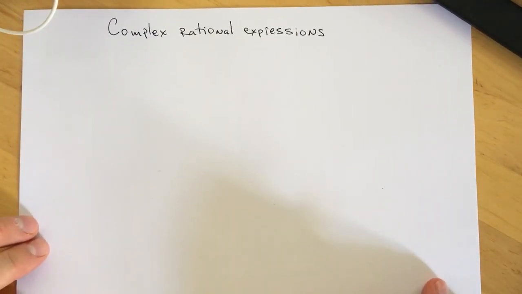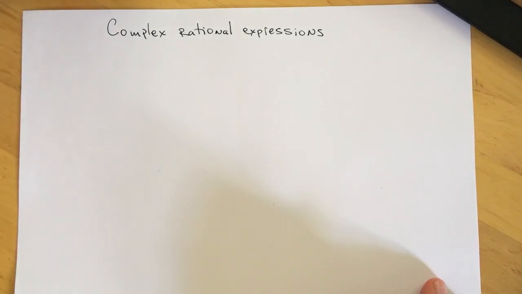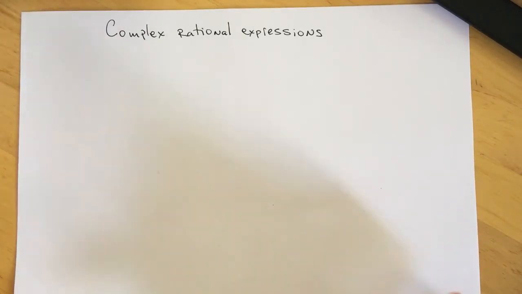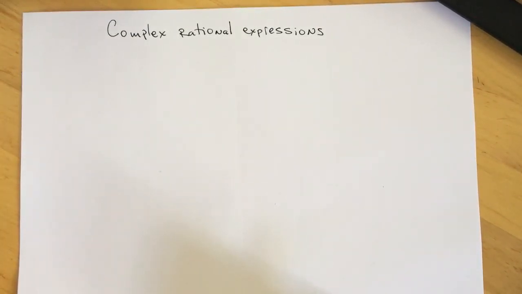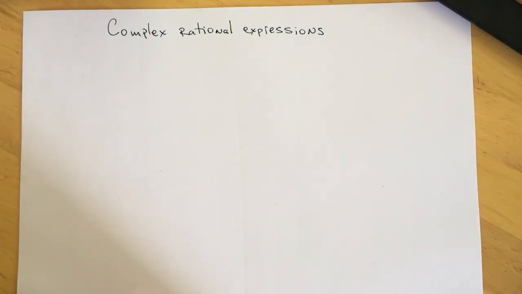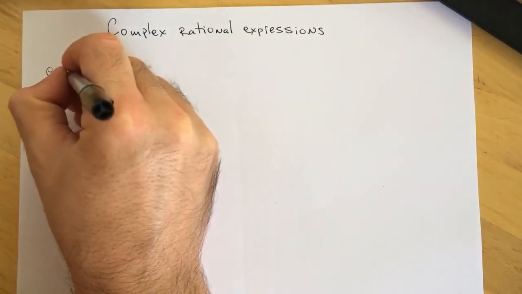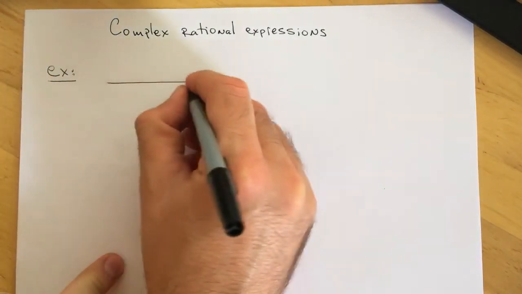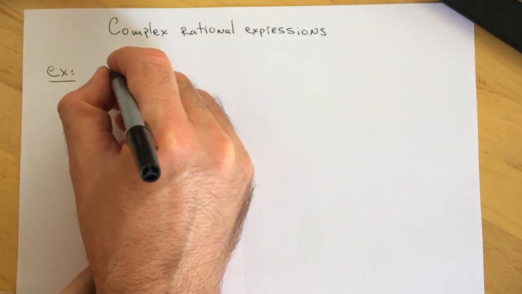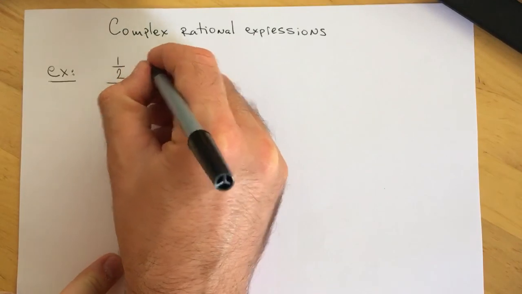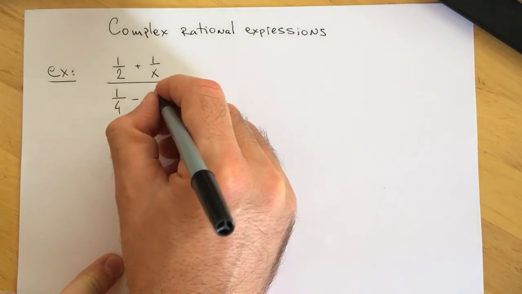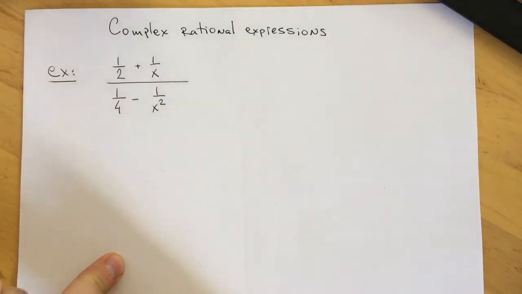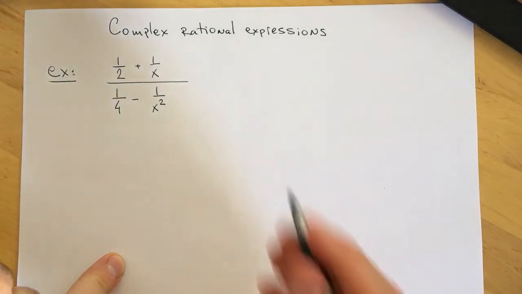In this video, we'll cover complex rational expressions, which are just rational expressions where, within the numerator or the denominator, there is a sum or difference or any kind of multiplication of other rational expressions. For example, a complex rational expression would be (1/2 + 1/x) over (1/4 - 1/x squared). And now the question is to simplify this rational expression.